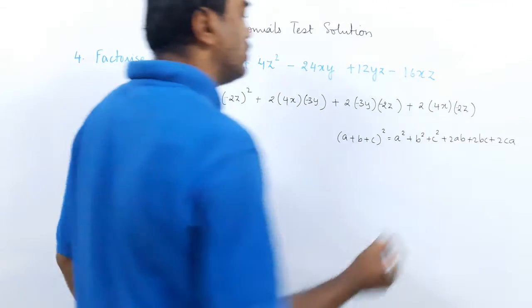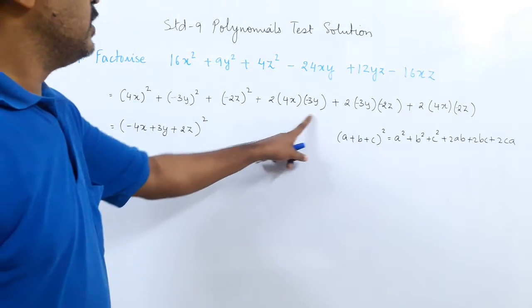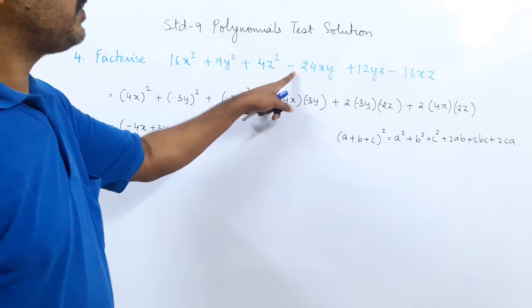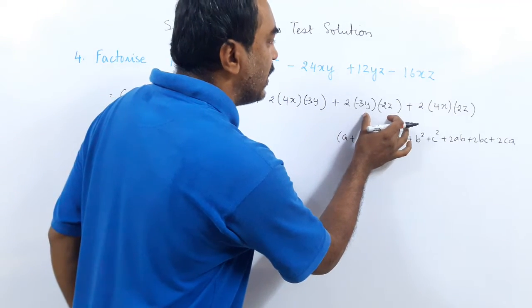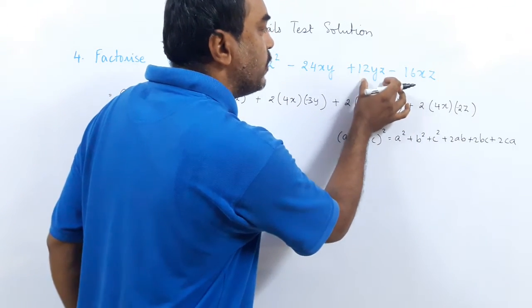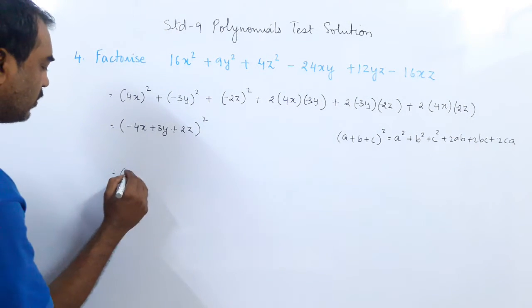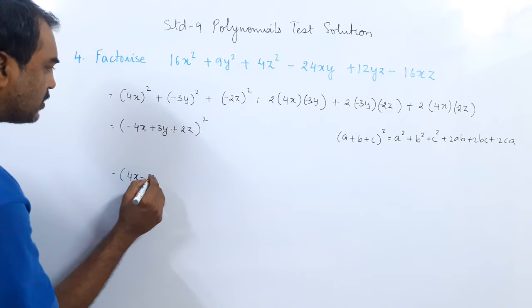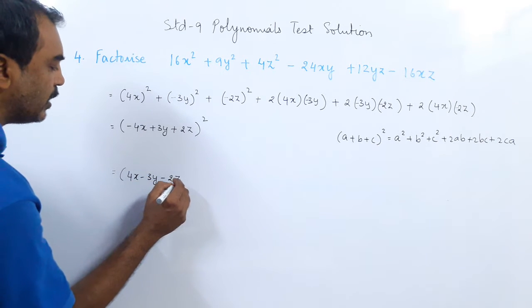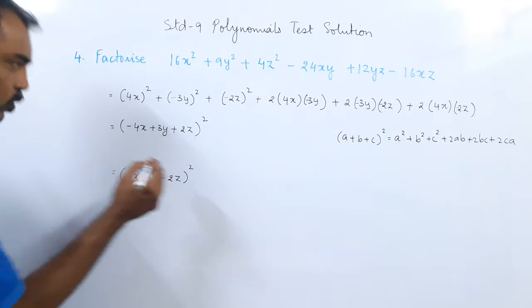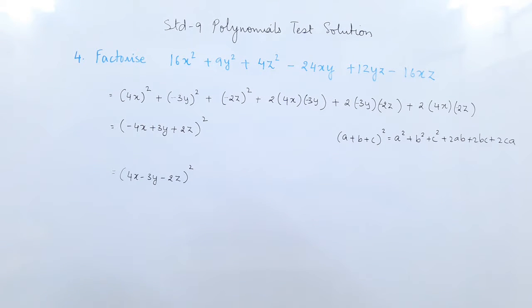And if you check, you still get it. Now the y is negative, so this multiplication became negative. Y and z both are negative. So negative into negative became positive and this remained negative. Then my answer will be 4x minus 3y minus 2z the whole square. And both these answers are correct. So you can write whichever answer you want.